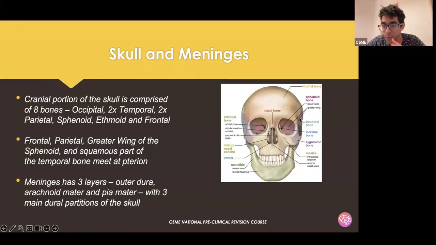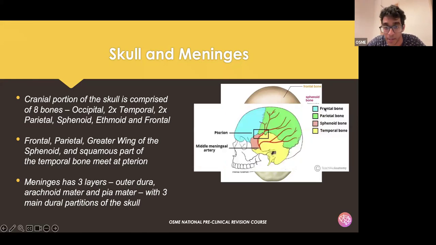The red portion is the sphenoid bone, which has 2 parts to it as well. Then there's the ethmoid, which is quite a small bone near the ear, just on the inside of the eye at the orbital groove. Then you've got the frontal bone, which is in the front. The frontal, parietal, the greater wing of the sphenoid, and the temporal bone meet at the pterion, near your temple. Here you can see where the pterion meets.